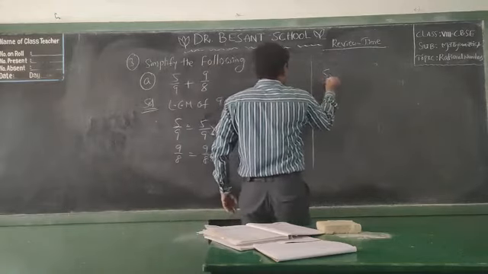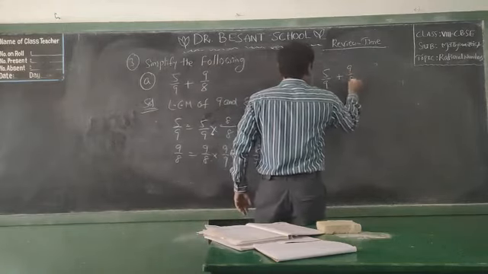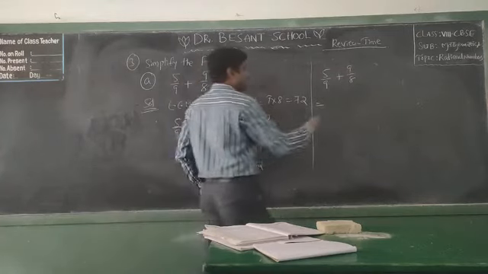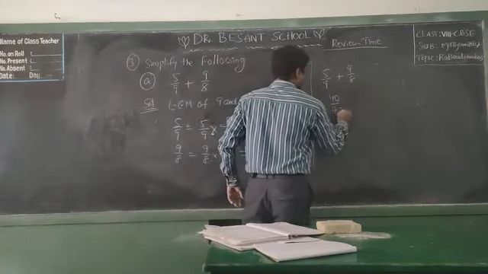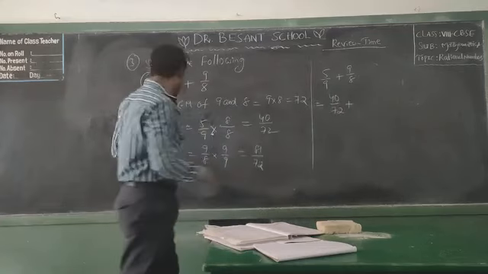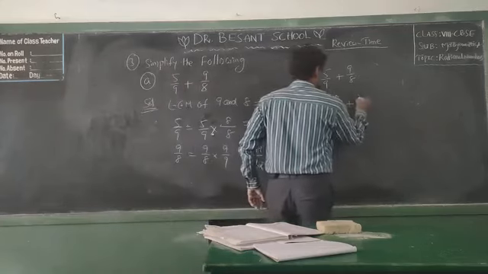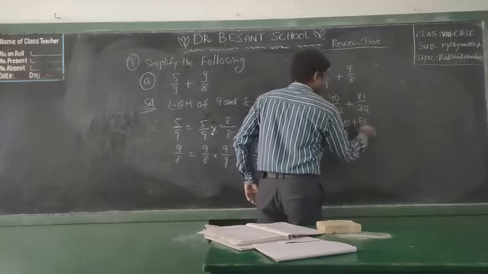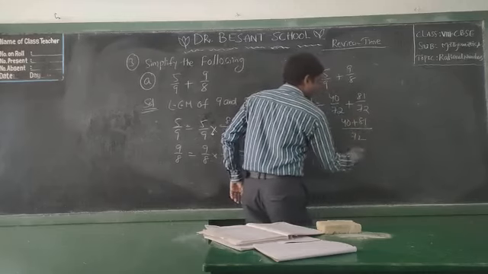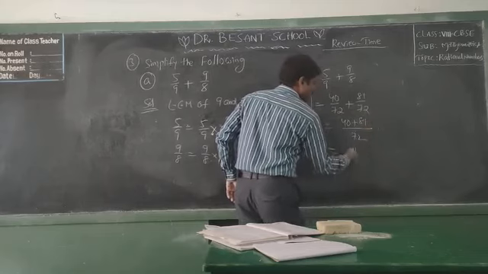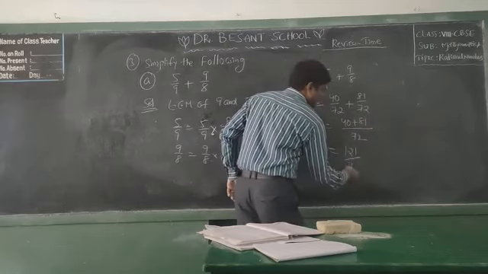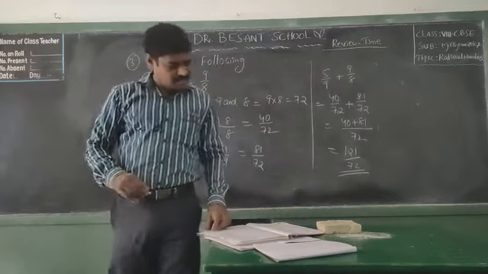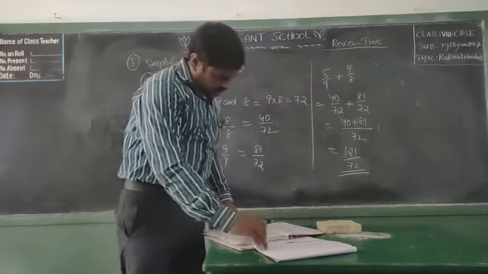So 5 by 9 plus 9 by 8 is equal to, instead of 5 by 9 we can write 40 by 72, and instead of 9 by 8 we can write 81 by 72. So that means 40 plus 81 by 72. 1 plus 8 is 9, 4 plus 8 is 12, so 121 by 72. Okay children, so this is the simplification, third one.